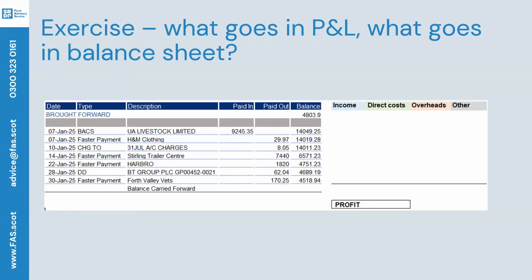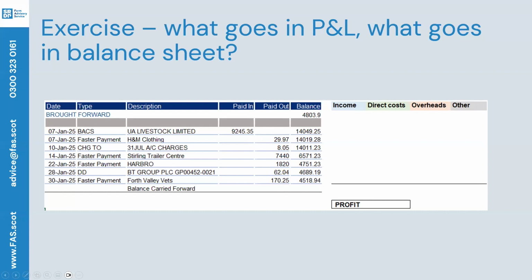But what I've got here is an extract from a bank statement, if you're able to see it. So there's loads of things that are coming in and out of the bank, and we've got money coming in from United Auction. There's some clothing from H&M. The next one's bank charges. Sterling Trailer Centre, somebody's bought a livestock trailer there. There's all these sorts of expenses.